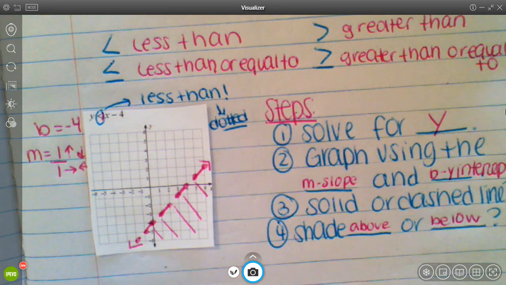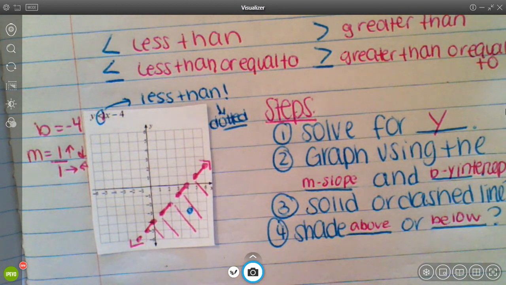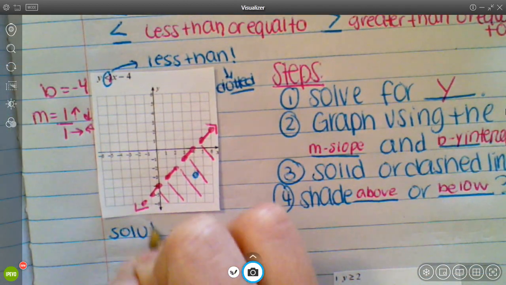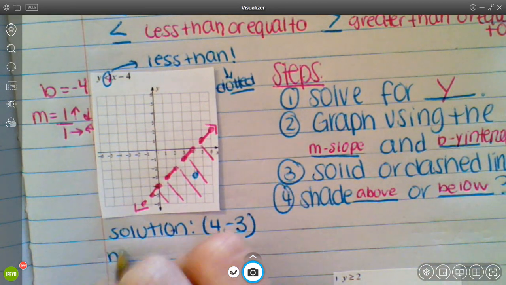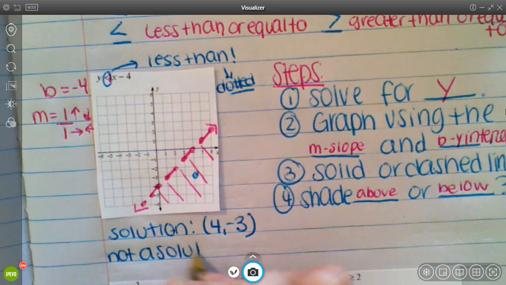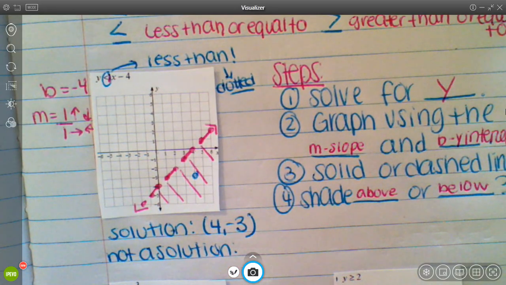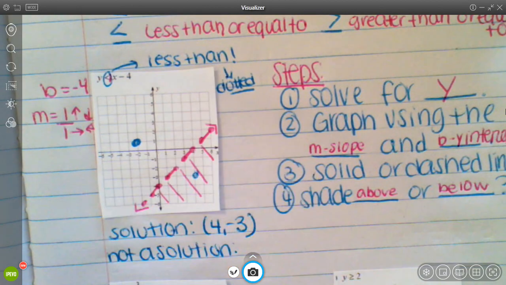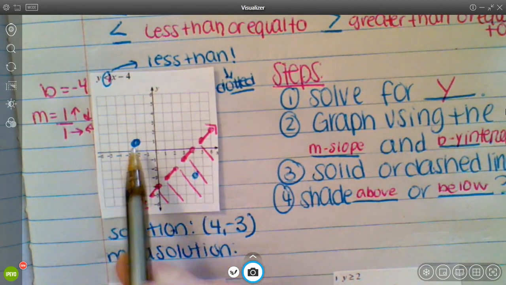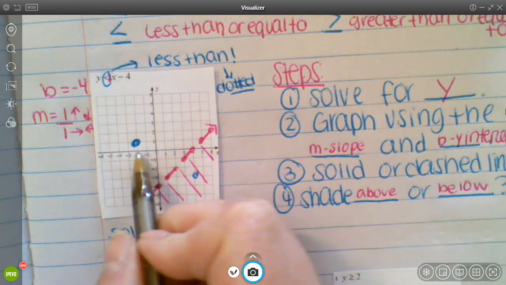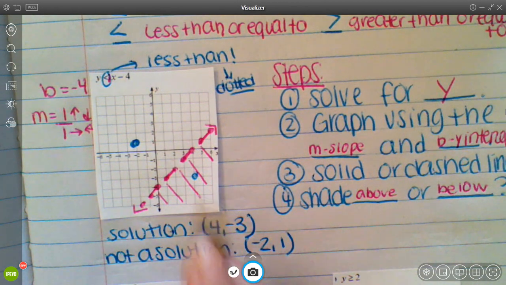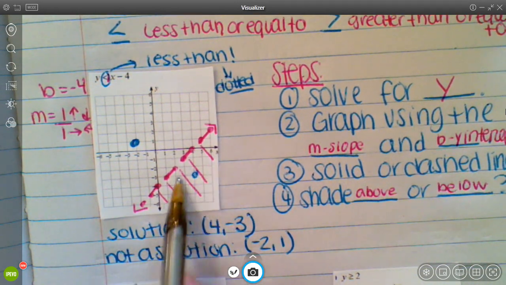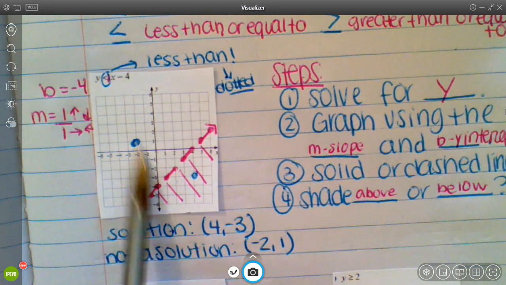So if I were to plot this point, that's 4, -3. So a solution in here would be 4, -3. Not a solution for this one would be anything not in that shaded region. So maybe something like this, right? That is nowhere near the shading. So this point is -2, 1. That's not a solution. Now there's obviously a lot of solutions, anything here. So I could have named a bunch of points. And there's a lot of non-solutions, anything up here.